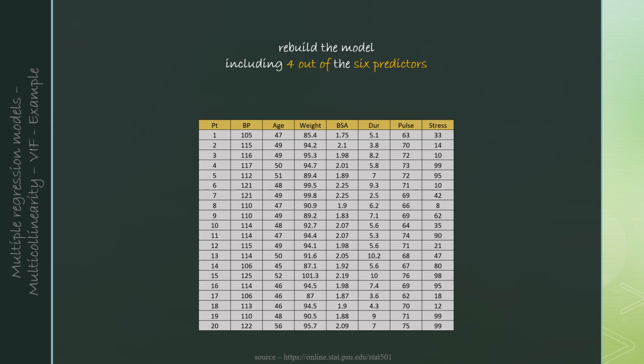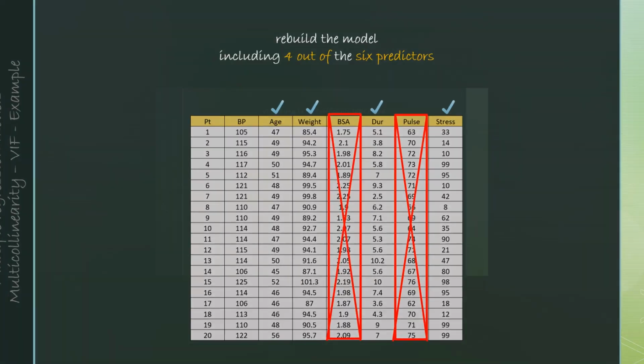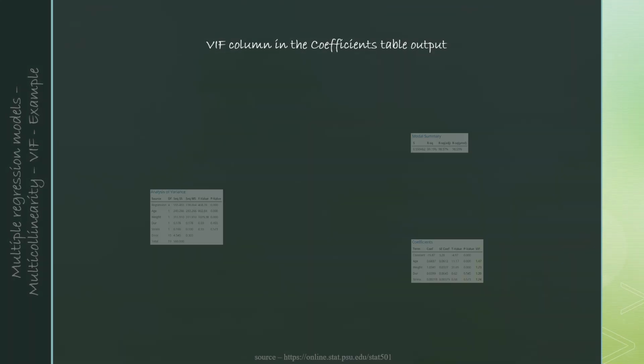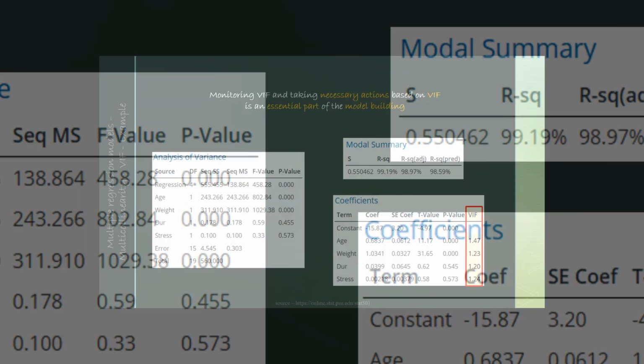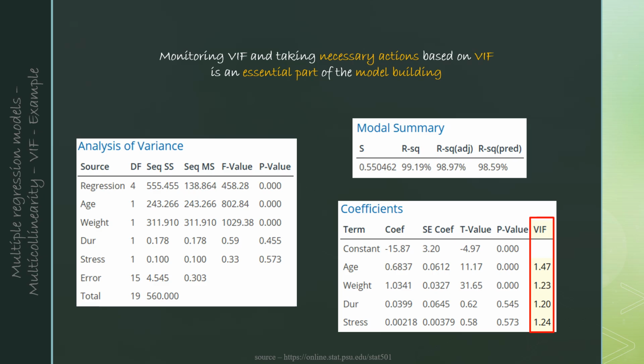We now rebuild the model including 4 out of the 6 predictors, dropping BSA and pulse. Let's take a look at the Minitab outputs and in particular the VIF column in the coefficients table output. We find all the 4 VIF values are less than 4, a little over 1, which means there is hardly any significant inflation in the variances of any of the predictors included in the model. Monitoring VIF and taking necessary actions based on VIF values is an essential part of model building. And we just saw with an example how we carry out those actions.